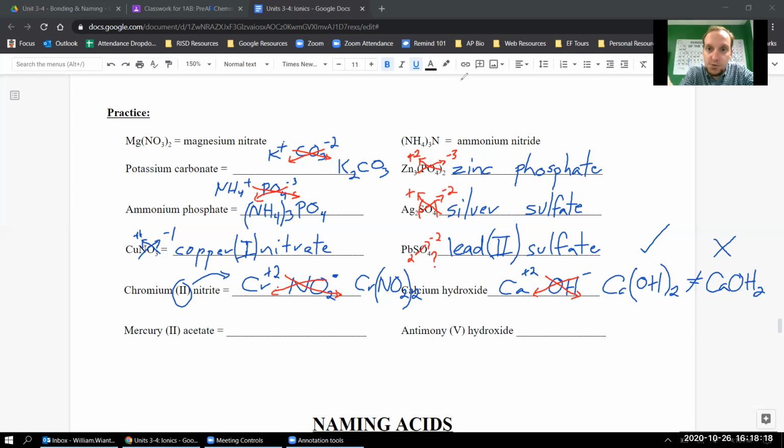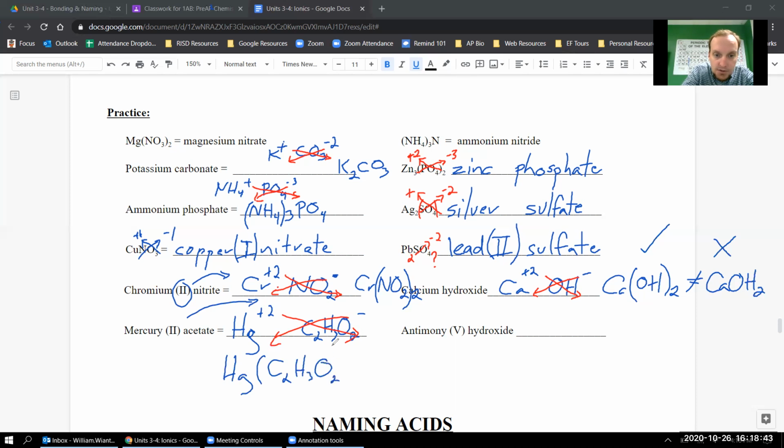All right, the next one we have mercury 2 acetate. Mercury is Hg. Its charge is +2 because, again, they just told us that. Acetate is C2H3O2 with a -1 charge. Again, I'm going to go ahead and move this down here, that down there. My final answer is Hg1, C2H3O2 parentheses 2.